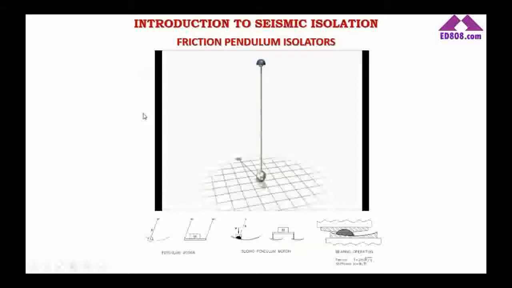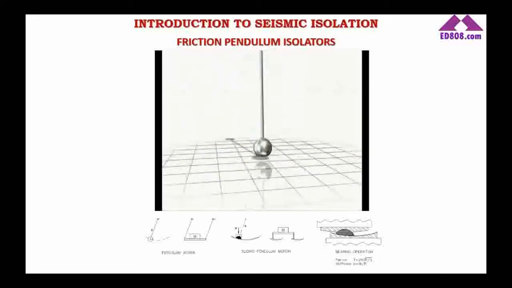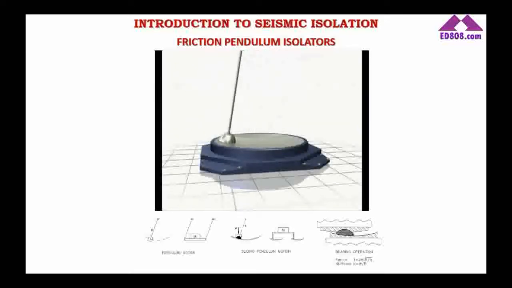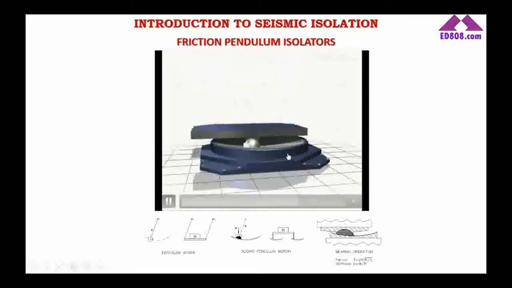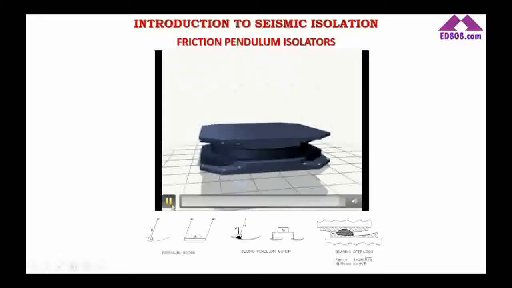The second type of isolators is the friction pendulum isolators. It actually has a very simple mechanism. You all know this mechanism. It's a pendulum movement, and everything is very basic. I mean, all the formulations are also very basic. You have a concave surface, and you have a sphere on this concave surface that moves, and on top of it there is another cover plate, and you place the building over this isolator.